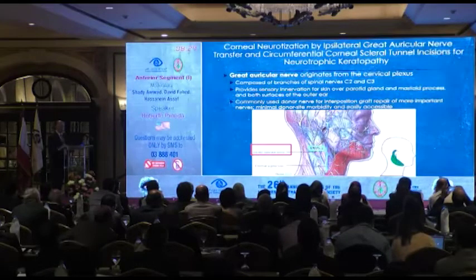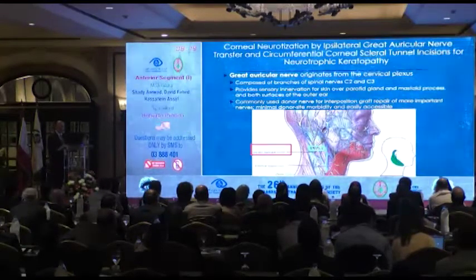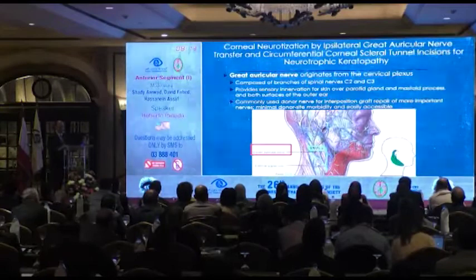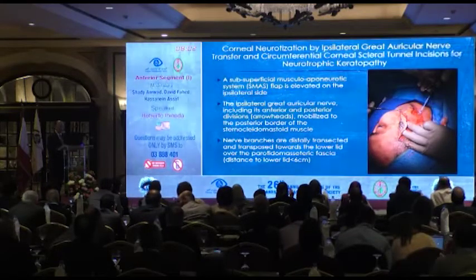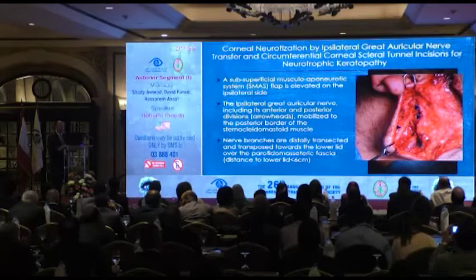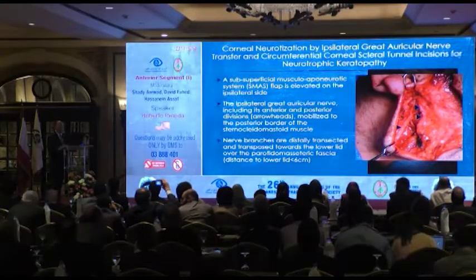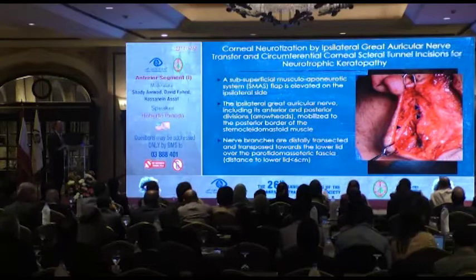The great auricular nerve originates from the cervical plexus and comes off branches of the spinal nerves C2 and C3. It's a pure sensory nerve that overlies the parotid and mastoid process, the outer ear, and the tragus. It's commonly used as a donor nerve for interposition graft repair, has minimal donor site morbidity, and is easy to access. So how do we perform this procedure? We do this by using a sub-superficial musculoaponeurotic system flap, which is the SMAS, and this is elevated on the ipsilateral side. We then isolate the great auricular nerve, both its anterior and posterior divisions, and mobilize this to the posterior border of the sternocleidomastoid muscle. These branches are then dissected toward the lower lid.